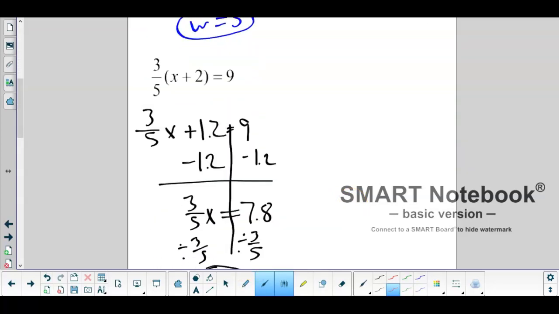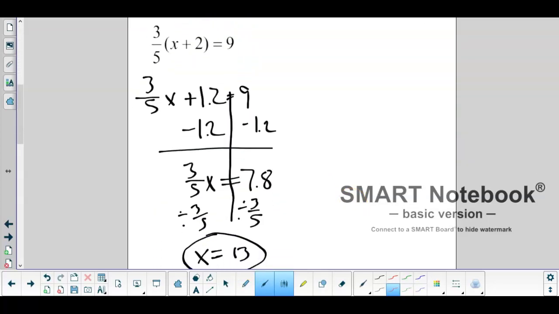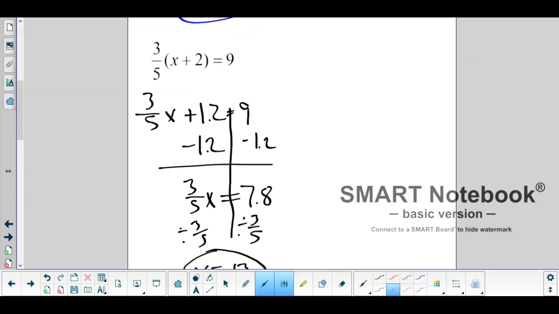Second example where we had the 3/5 times the quantity of x plus 2 is equal to 9. Again, the first thing that I wanted to do was do my over-under and get that 3/5 distributed. 3/5 times x is 3/5 x. 3/5 times 2 is 1.2. Now I left it as decimals. If you left it as fractions, that's okay. Just make sure that we got the same answer at the end.